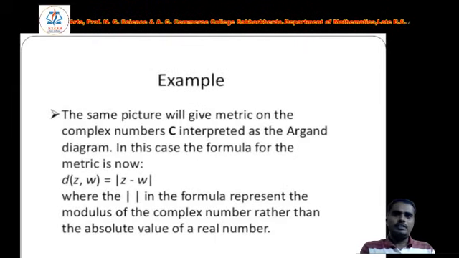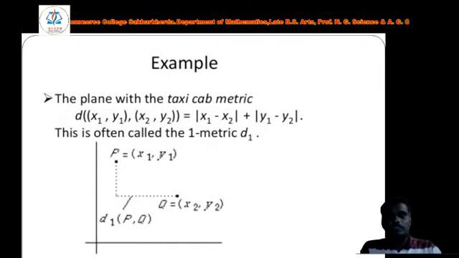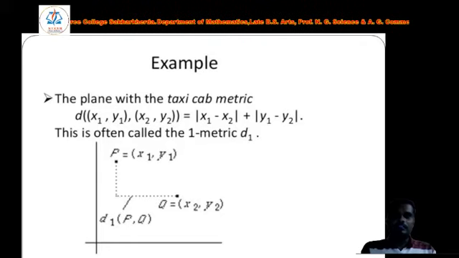Now example, the same picture will give a metric on the complex numbers C interpreted as the Argand diagram. In this case, the formula for the metric is now d(z, w) equals mod of z minus w, where the mod represents the modulus of the complex number rather than the absolute value of the real number. Example, the plane with the taxicab metric, this is also an example of a metric.